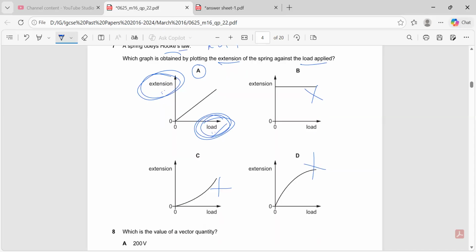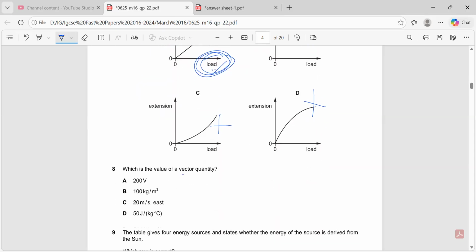Now, dear friends, question number 8. What is the value for a vector quantity? I'm waiting. I want you people to answer this question number 8. Which is the value of a vector quantity in A, B, C, and D? Quickly. You can answer it. It's not a big deal. Check it out. Two answers are there. Maham correct, Lana also correct.